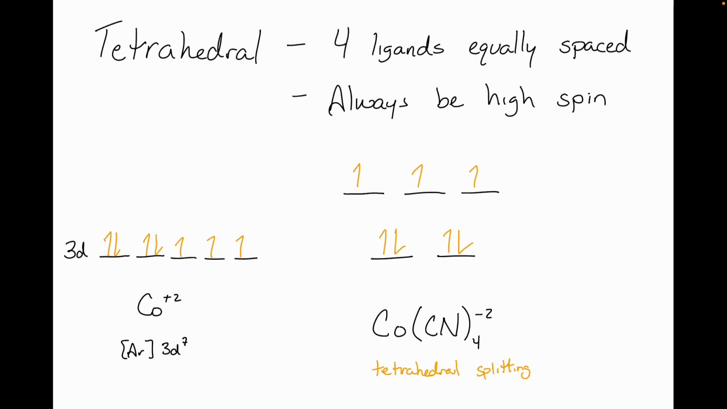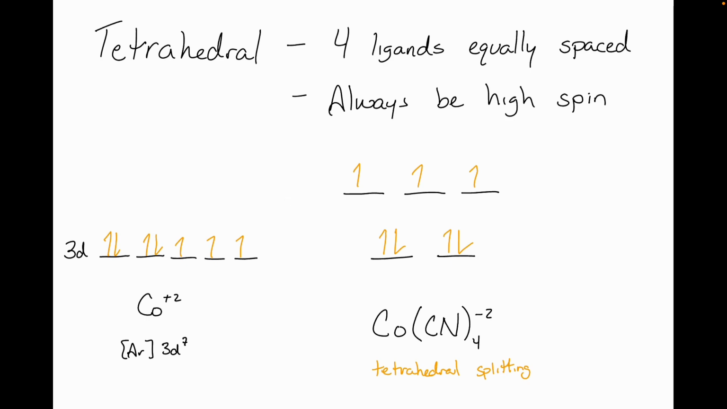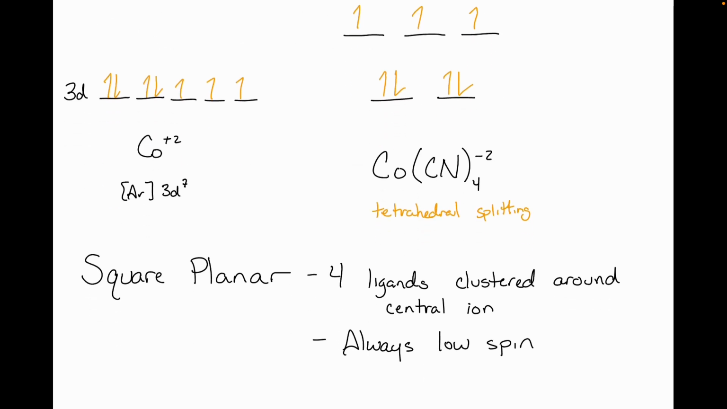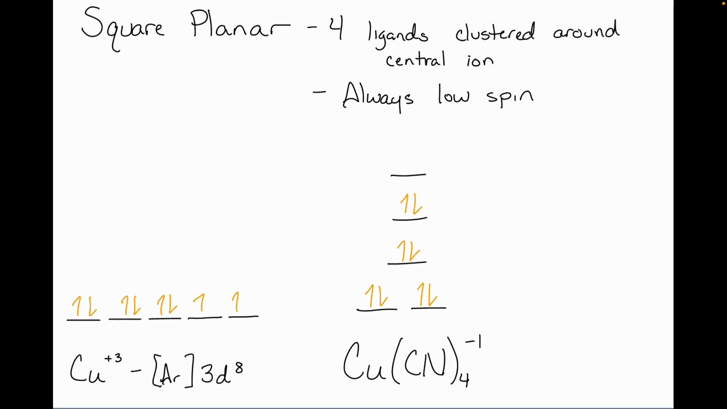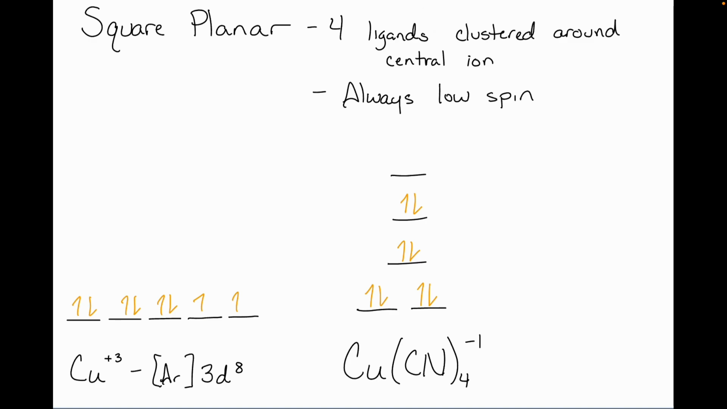So if we have a tetrahedral, again, we're going to see this splitting pattern, but it's going to be different than we saw for octahedral. We have 3 high energy, 2 low energy. For these tetrahedrals, we always fill it in like a high spin complex. For square planars, we again see this splitting, but we're going to use the square planar splitting pattern. And we're going to fill these in with our electrons, but again, square planars are always low spin. All right, now both of these are complexes with a coordination number of 4, so how the heck do I distinguish between them?